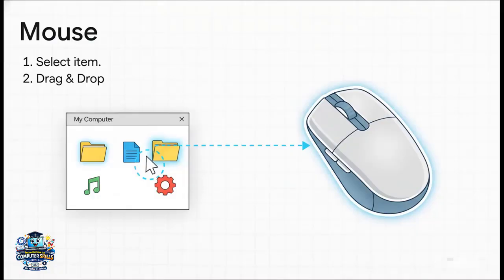And right alongside it, you've got its partner in crime, the mouse. The mouse is all about interacting with what you see on the screen. It's based on this incredibly simple but powerful idea. You use it to point at something, you select it with a click, and then you manipulate it. You drag it, you open it, you move it. It makes everything visual and intuitive.